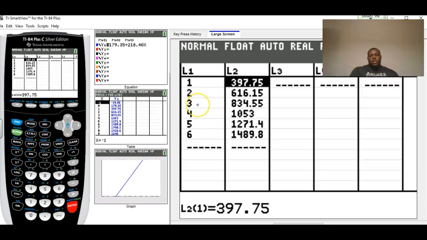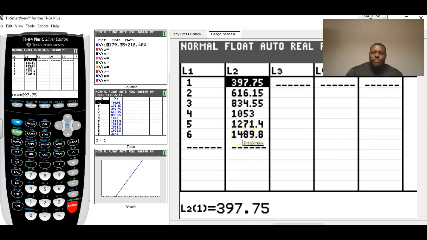My rule of thumb is I tell my kids to always choose a little bit more and a little bit less. Meaning our X value, this whole column represents X. 1 would be my X minimum, 6 would be my X max. So we want to go a little bit less than 1, a little bit more than 6. My Y column is going to be this list 2. My Y minimum is 397.75. We always want to choose a little bit less. And 1,489.8, we want to choose a little bit more.